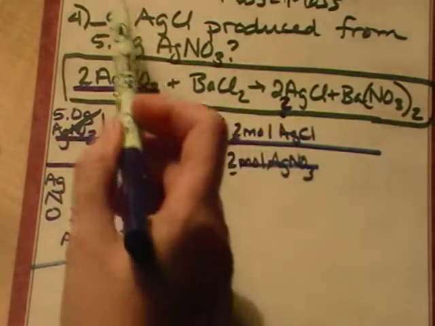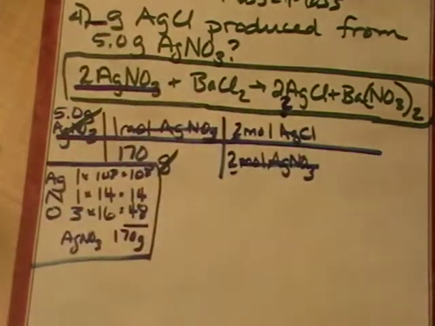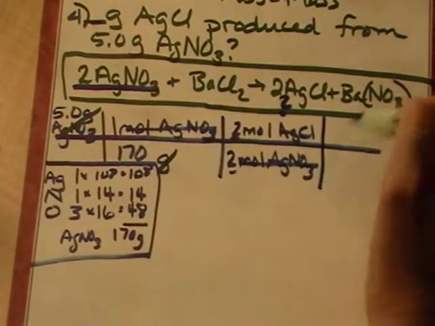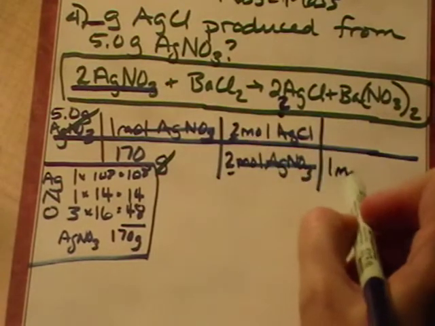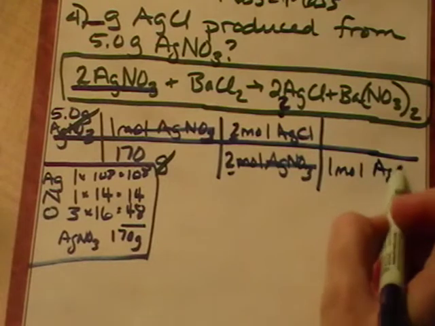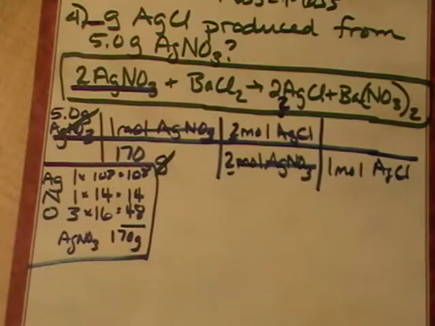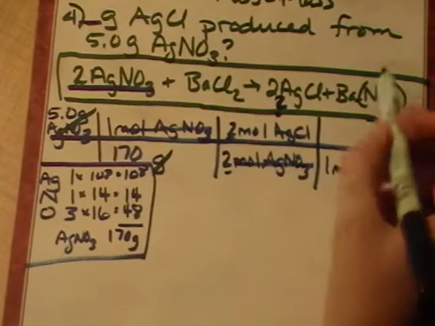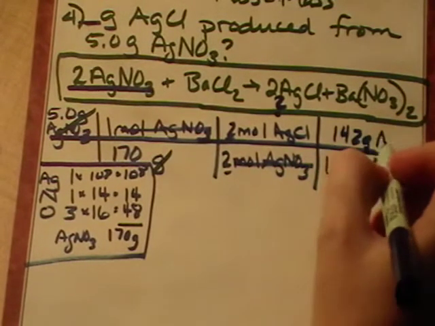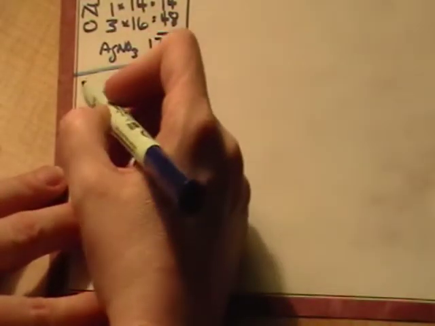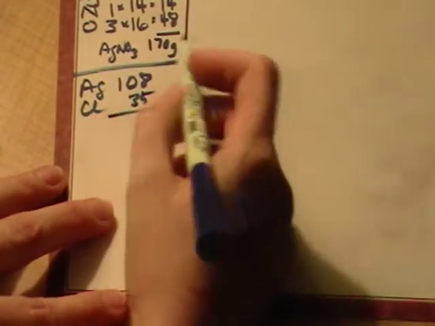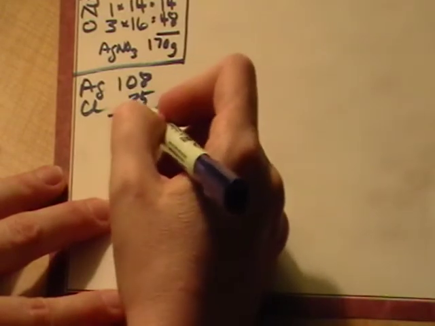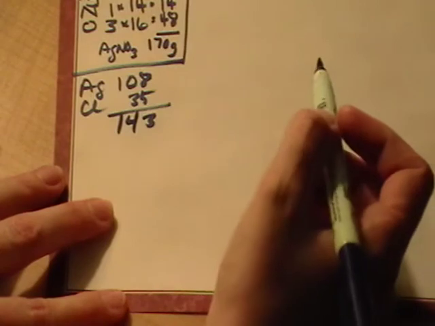I'm so close, except I don't want moles, I want grams of AgCl. So I'm going to drop another bar here, and I need to figure out a way to get from moles to grams. Now, I'm going to go to the periodic table. I'm going to say if I have 1 mole of silver chloride, then that is a certain number of grams. I have written down 142 grams. And the way I got that was I went to the periodic table and I said silver's 108, chlorine's 35, so I end up with 143.